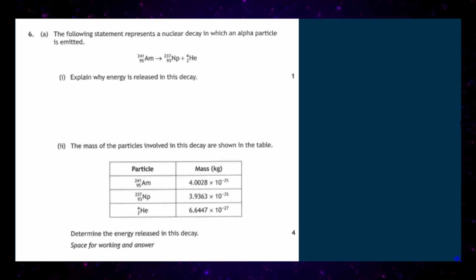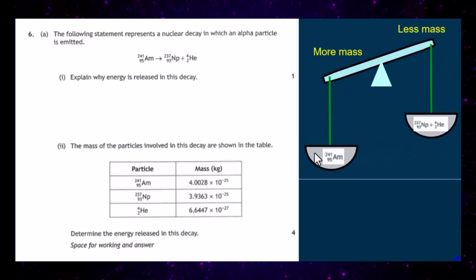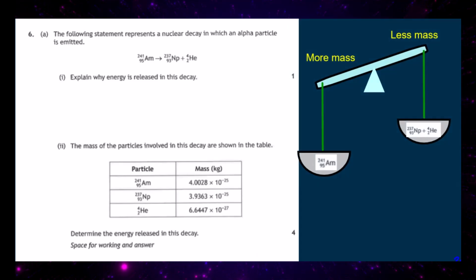And for 1 mark, we're asked to explain why energy is released in this decay. Well, it comes from the fact that if we take the masses on both sides of that nuclear reaction, if we take the mass on the left hand side and compare it with the total masses on the right hand side, we get something like this. We can see that there's going to be less mass on the right hand side of this equation. So where is that mass gone to? It's a missing mass. There's a defect in our calculation. In fact, that's why we call it the mass defect.